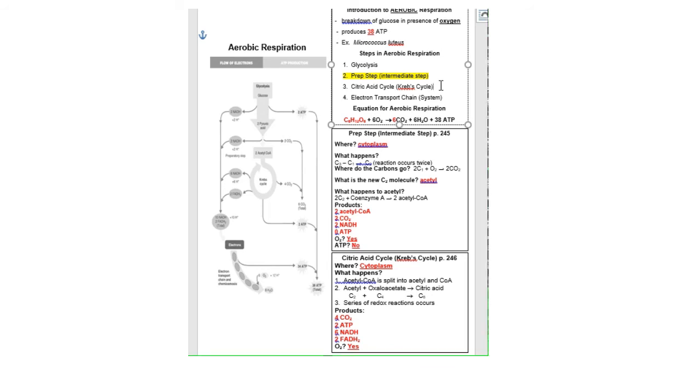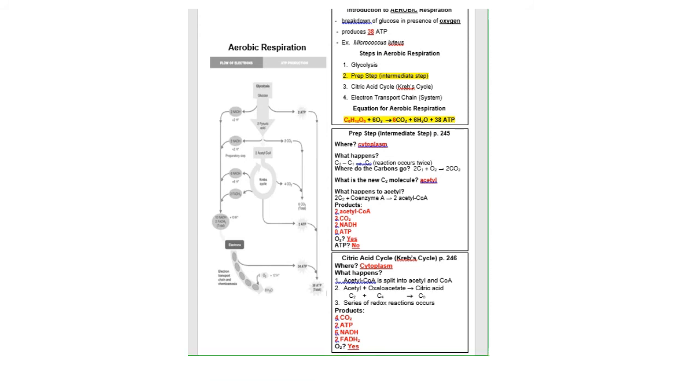It is going to occur in the cytoplasm. The third step is the citric acid cycle, or Krebs cycle, and the last step is the electron transport chain. Here's our equation for aerobic respiration. This equation is very important in understanding where each of these components came from.